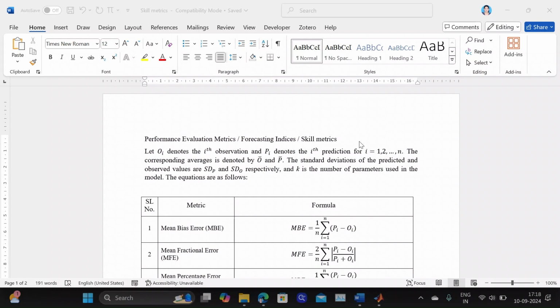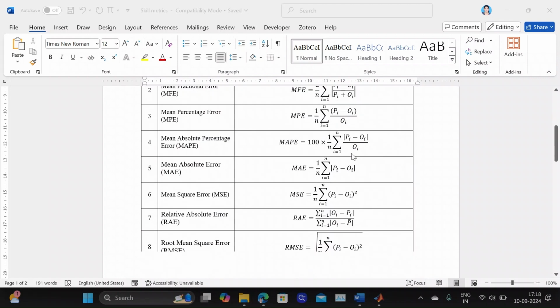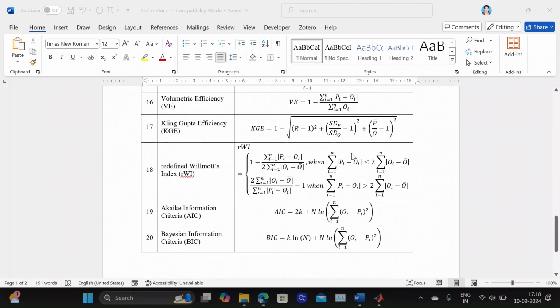In this video, we will be discussing some commonly used skill metrics or performance evaluation metrics, which are also termed forecasting indices. These metrics are used to compare the model predictions with the observations and to find out how good the model is. They can also be used to find the best model for the dataset by fitting a variety of models. Here I'll be discussing 20 skill metrics along with the formula and MATLAB.